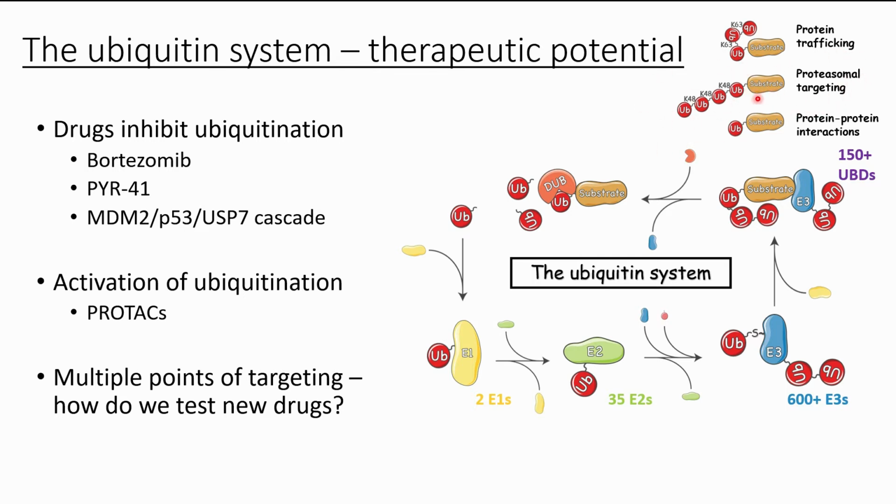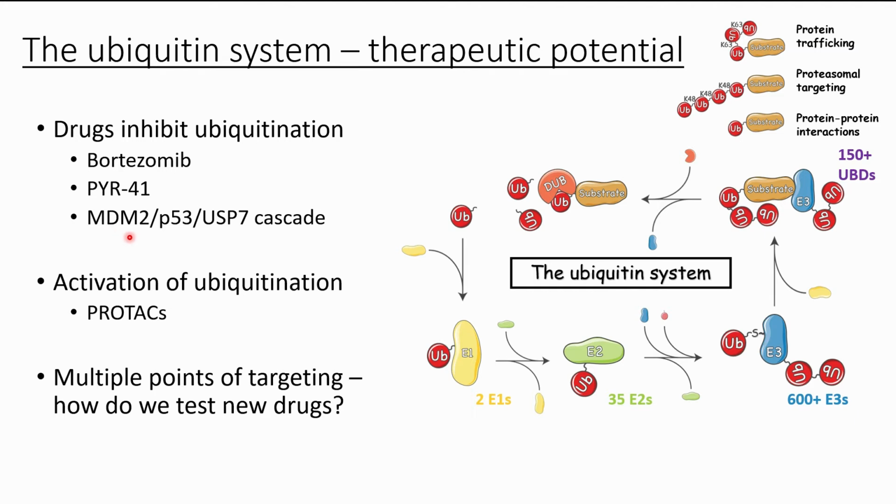ultimately prevents proteasomal degradation. Another example is PYR41, which actually drugs a different part of the ubiquitin system on the other side over here. So what PYR41 will do is prevent the ubiquitin E1 complex from being formed altogether and any downstream signaling from occurring.